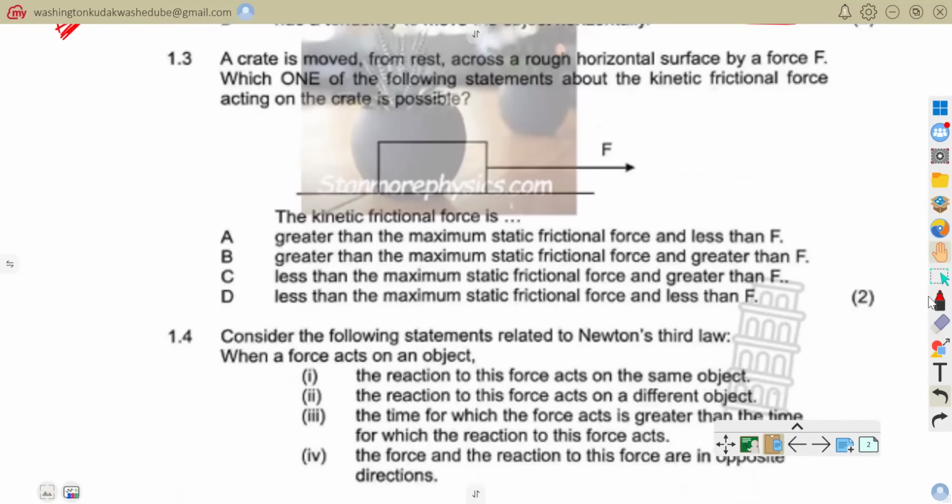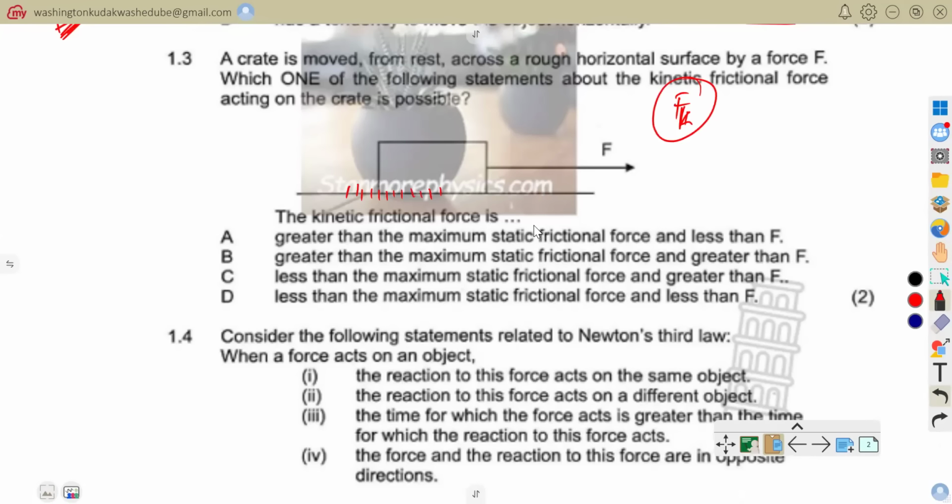Now 1.3, a crate is moved from rest across a rough horizontal surface by a force F. So they're saying that this surface is rough. Which one of the following statements about the kinetic frictional force acting on the crate is possible? So we are concerned with the kinetic frictional force of the object as the crate is moving.